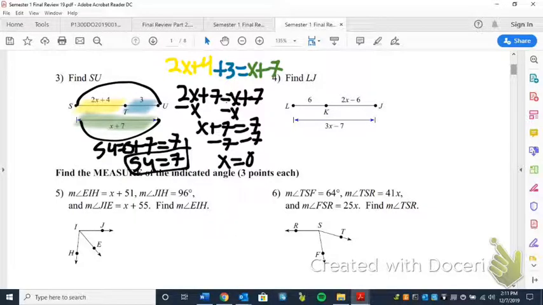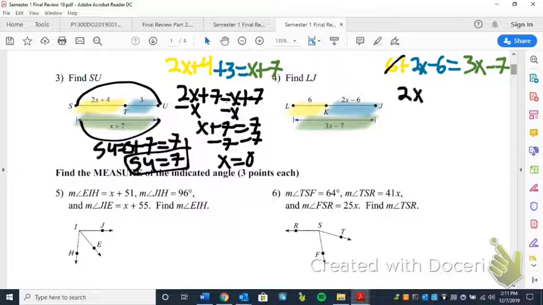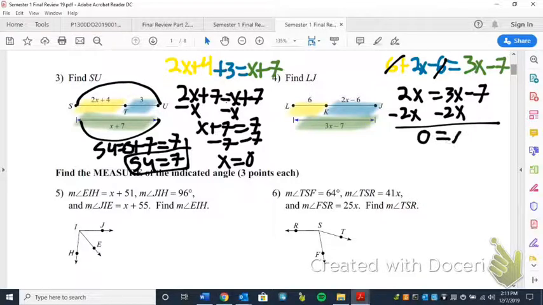And that's my answer. To find LJ, we set it up as LK plus KJ equals the distance from L to J. The 6's cancel out, so I have 2x equals 3x minus 7. I'm going to subtract 2x from both sides. I'm going to get 0 equals 3x minus 7. Add 7 to both sides, and I get x equals 7, which they apparently really like on this worksheet.